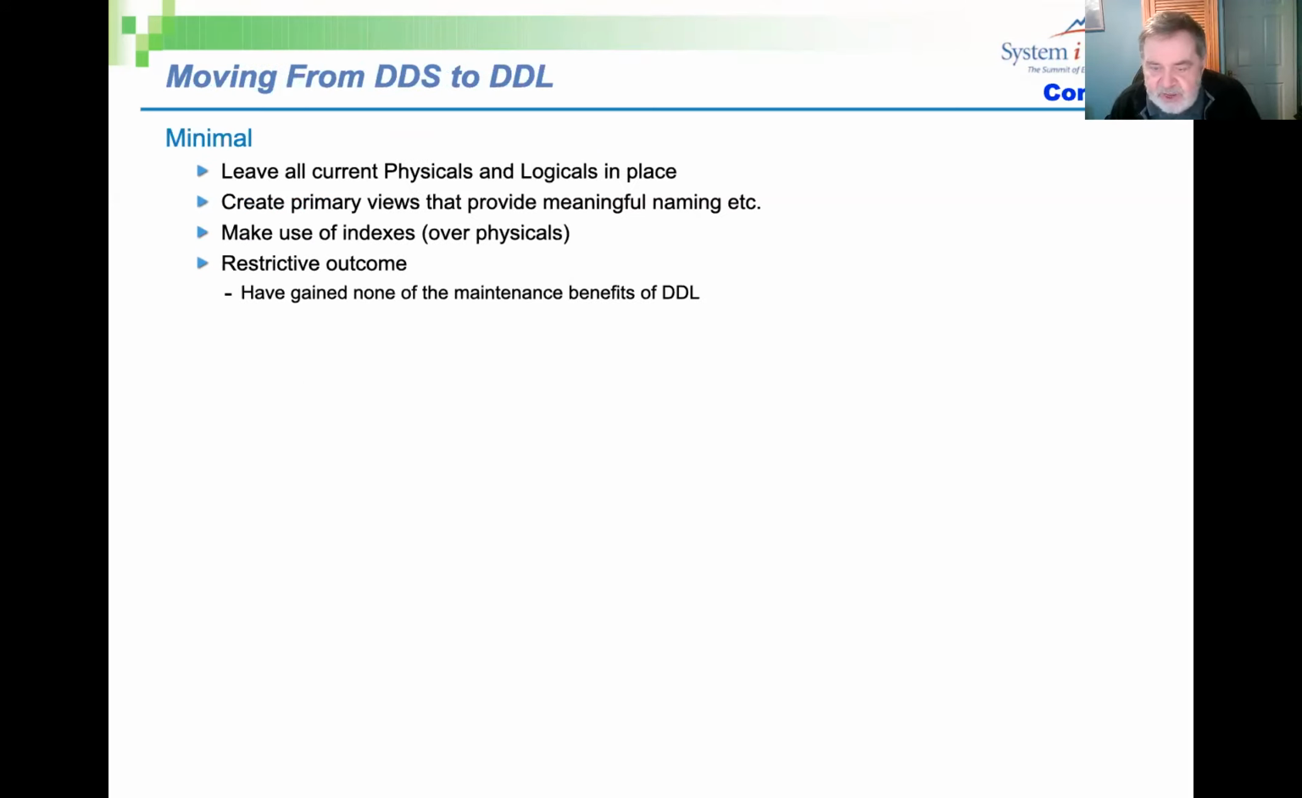Okay, so the two approaches we have: the first one is the minimal approach. The minimal approach means that you leave all of your physicals and your logicals exactly as they are. So you're actually not going to change anything. But what you're going to do is make your database look as if it's a modern database. So to do this, you create primary views over all of the physicals. These primary views will make your physical files look as if they are proper tables. So this is where you create one view per physical file. Now, there is a restrictive outcome to this, though, because it means nothing has changed, and you don't gain any of the maintenance benefits that you can get with DDL.